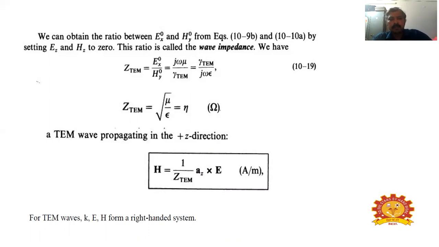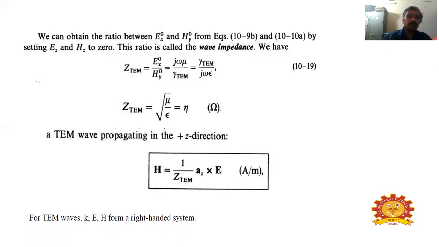the wave impedance of the transverse electromagnetic wave has the formula E of X by H of Y, that is equal to j omega mu by gamma of TEM, that is equal to gamma of TEM divided by j omega epsilon. That is, Z of TEM, the impedance of a transverse electromagnetic wave, is equal to root of mu by epsilon, that is equal to eta.